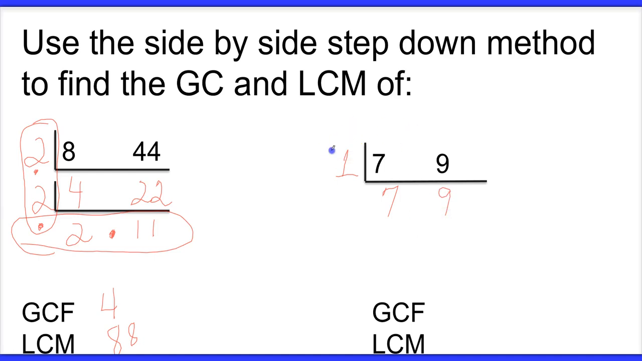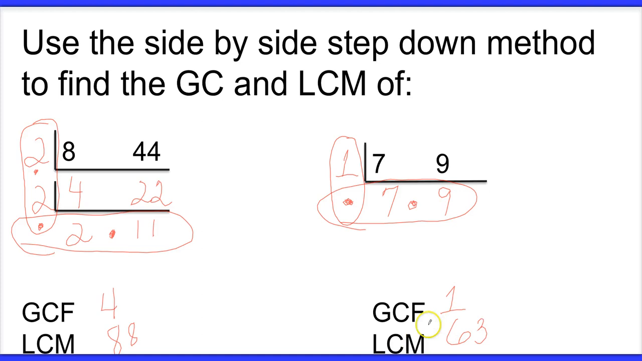So now I'm going to look at my factors on the outside. I have 1. I'm going to look at the factors that are remaining that I cannot factor out anymore. And vertically, I'm looking at 1 is my greatest common factor. And now I'm going to multiply 1 times 7 times 9. And I'm going to get a least common multiple of 63.